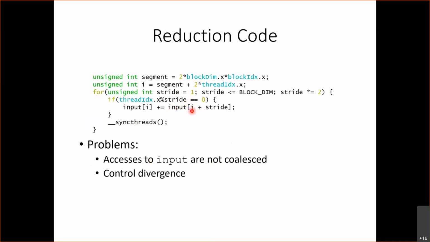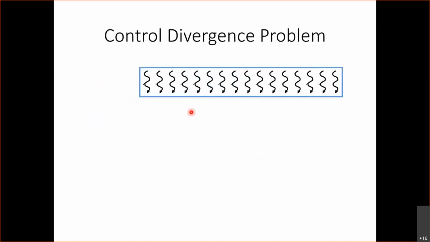In our case over here, stride is the same for all the threads, but i is actually threadIdx.x multiplied by 2. So this automatically shows you that the index of this array access is not coalesced. Okay, so the control divergence problem is as follows.